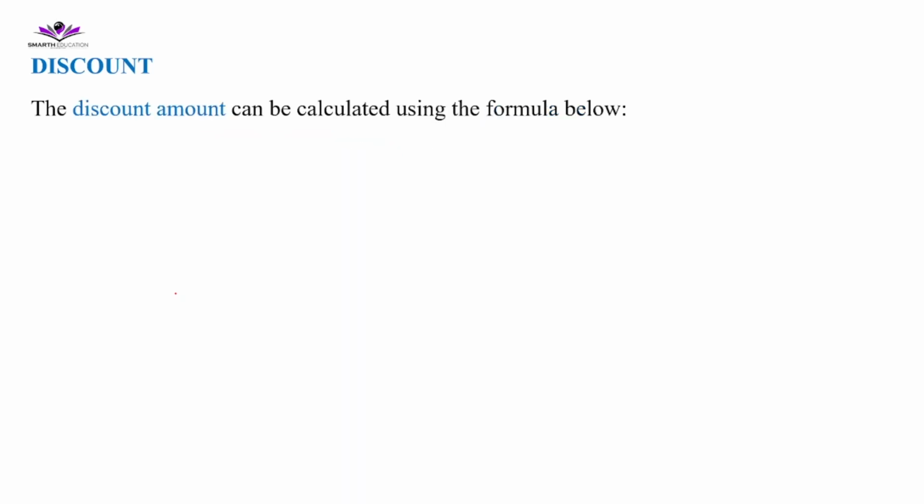Another formula that can be used is the discount amount. How do you get the discount amount from the original price and percentage discount? You just say percentage discount times original price. If it's 20%, just say 20 over 100 times the original price. That gives you the discount amount.